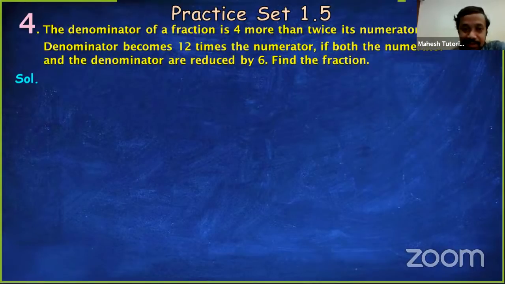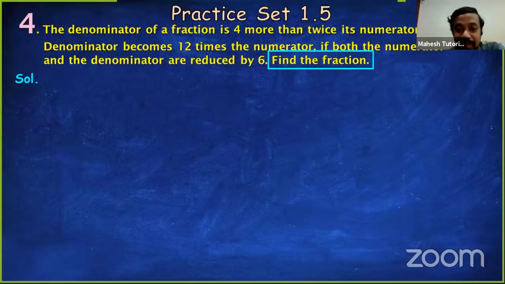The denominator of a fraction is 4 more than twice its numerator. Denominator becomes 12 times the numerator if both the numerator and the denominator are reduced by 6. Find the fraction. Now, students, concentrate on the last statement of the question. The last statement says, find the fraction. I think we are very well aware. What do we mean by fraction?